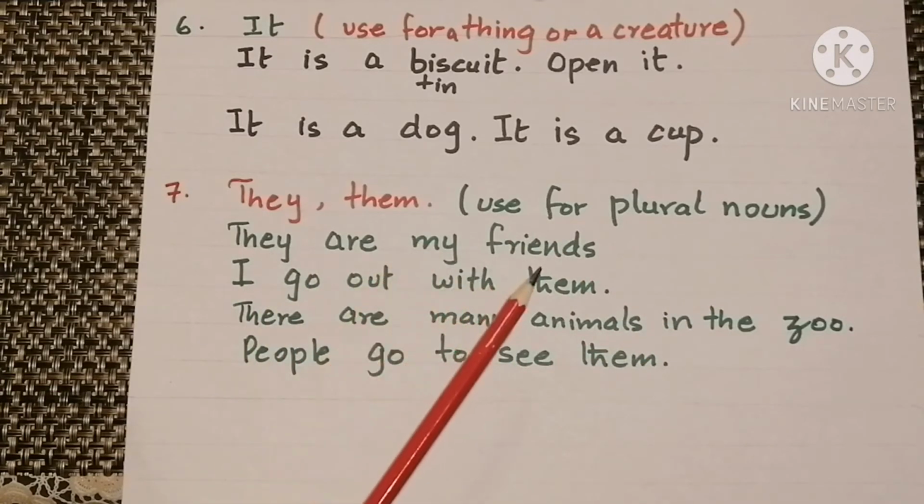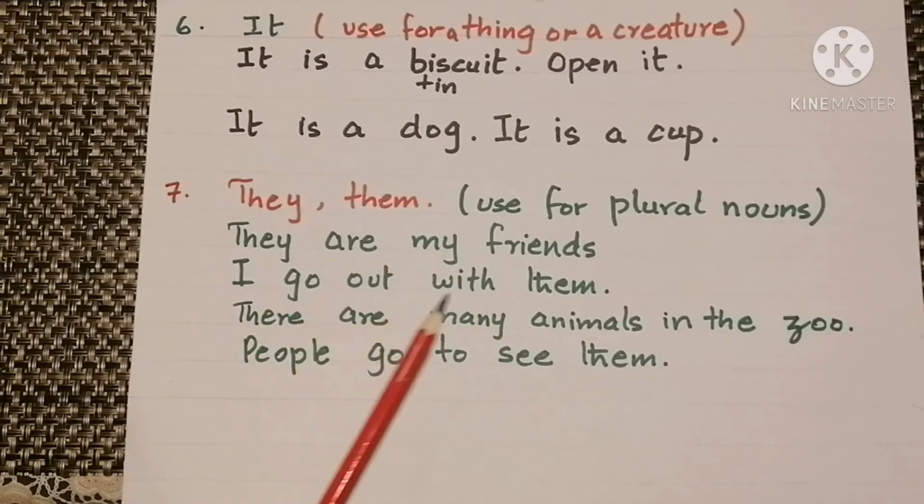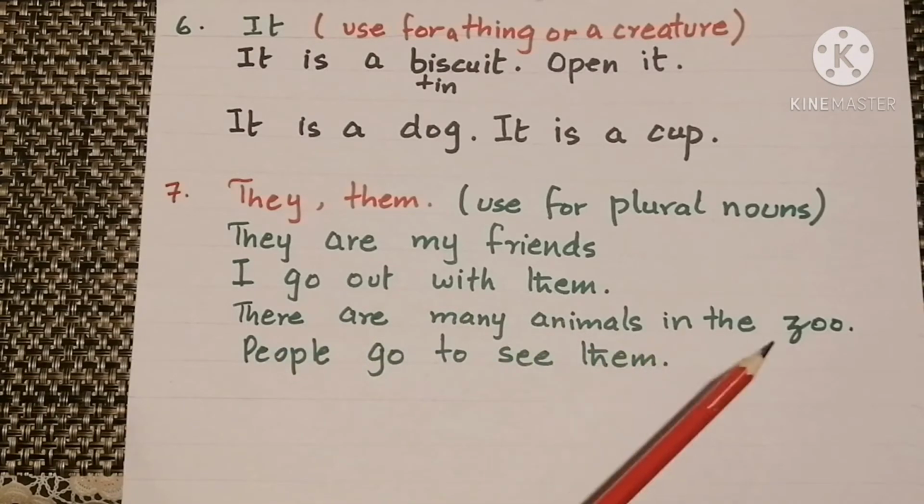They and them are used for plural nouns. They are my friends. I go out with them. There are many animals in the zoo. People go to see them.